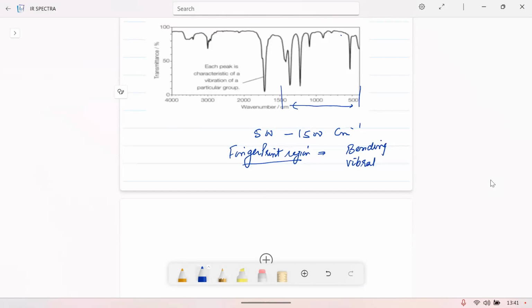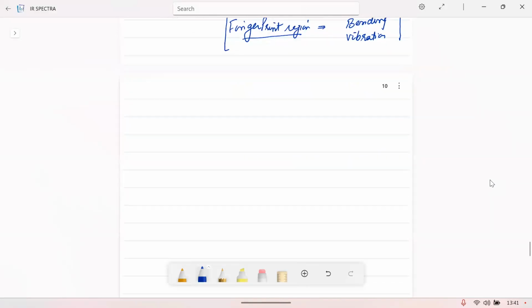So this fingerprint region is due to the bending vibrations, which we are not focusing on. If you remember, I showed you the specification. We are only looking at the stretching. So you should only know this value, 500 to 1500. This range is known as the fingerprint region, and it is due to bending vibration. At this stage, AS level, we are not going to look into this. Next thing, what information are we going to get from this basically?